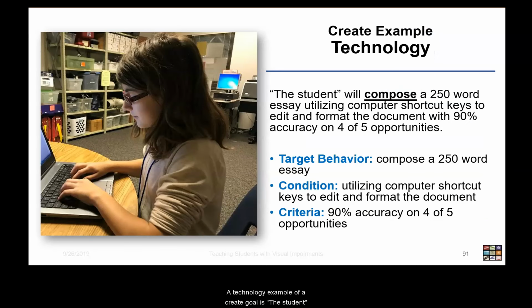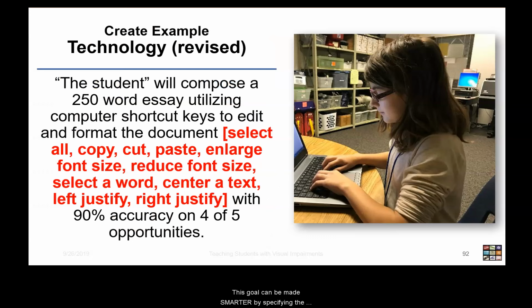A technology example of a create goal is, the student will compose a 250-word essay utilizing computer shortcut keys to edit and format the document with 90% accuracy on 4 of 5 opportunities. In this goal, the target behavior is compose a 250-word essay. The condition is utilizing computer shortcut keys to edit and format the document, and the criteria is 90% accuracy on 4 of 5 opportunities. This goal can be made smarter by specifying the shortcut keys the student needs to use.